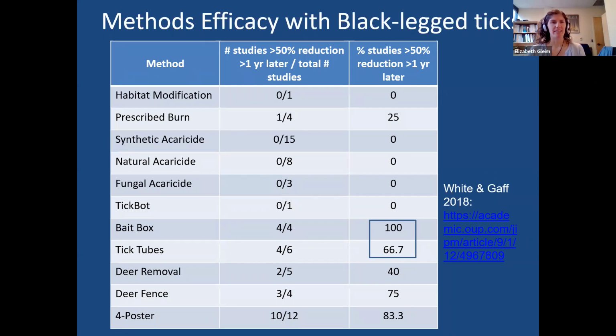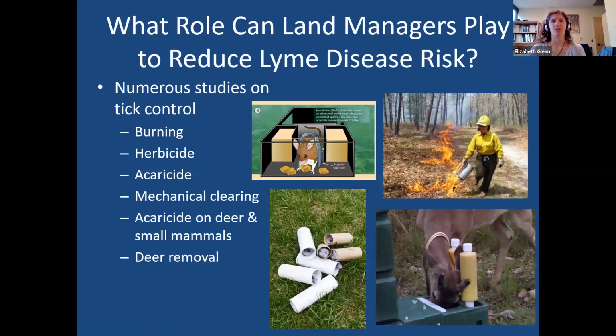So this looks great. Wow, 100% of the studies, 4 out of 4, found bait boxes work. Now, first off, you might be asking, what are bait boxes and what are tick tubes? Going back to the previous slide, this picture here is of a bait box, and both of these methods are targeting small mammals, which, particularly in the Northeast, are the primary reservoirs for Lyme disease. These are the hosts for our immature ticks, our larvae and our nymphal ticks.